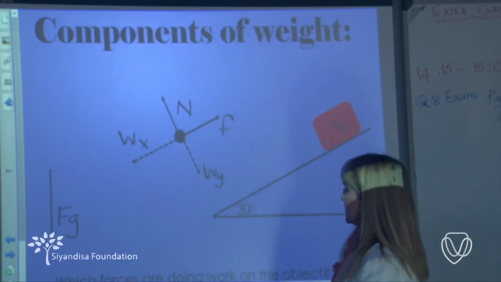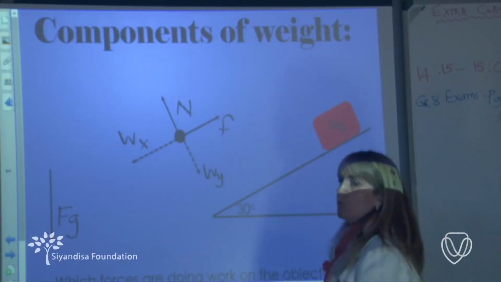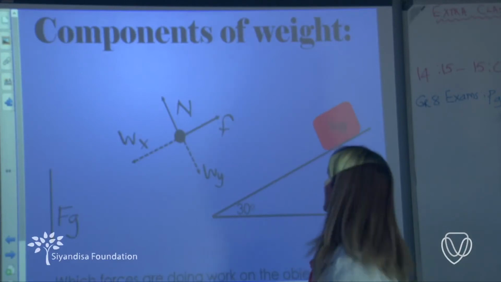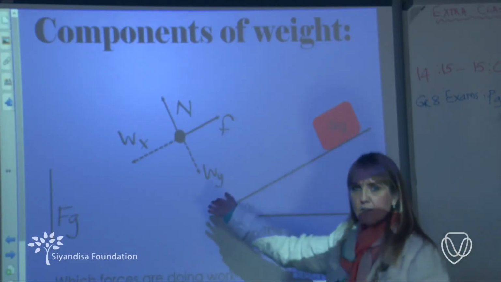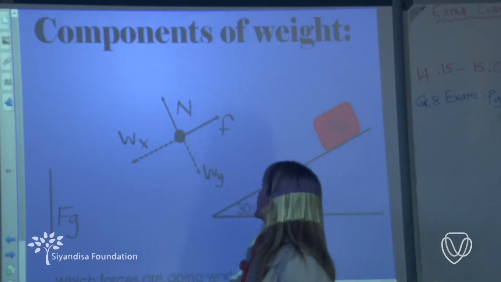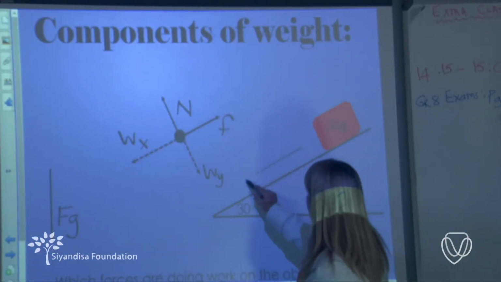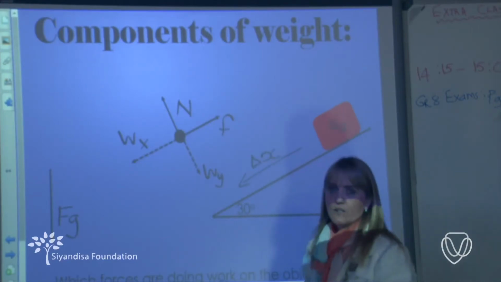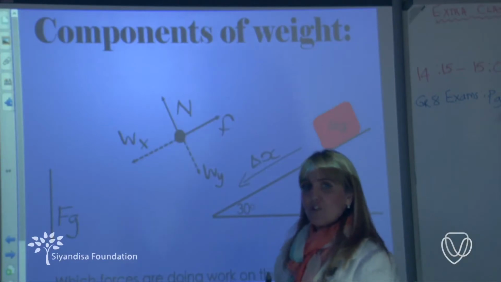Now let's answer the question. Which forces are doing work on the object? Now, if the object was to move, the object would move down the slope, right? So the object is going to be moving down the slope. So the displacement of our object, delta x, is down the slope. So my question to you is this.